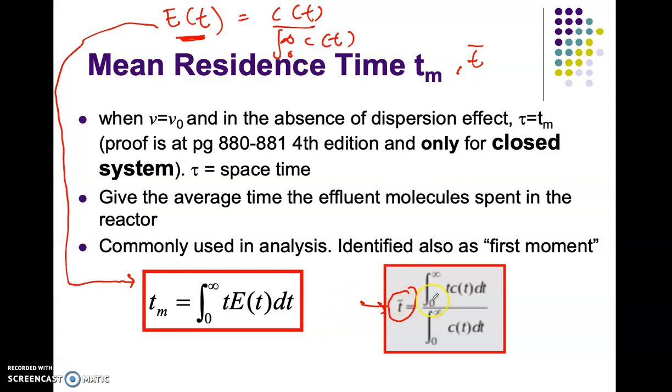T bar is actually the integral of t times C(t). T is your time, your injection time, from 0 to infinity, and C(t) is the response at that time, over the integration of C(t). Both integrations can be solved using, again, Simpson's rule.